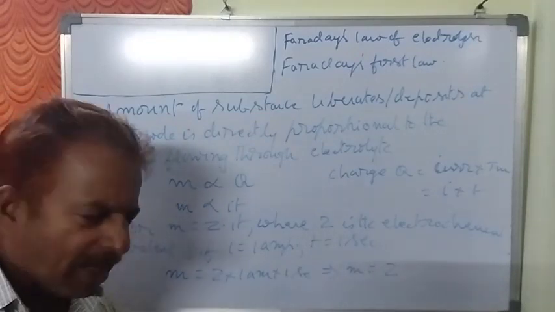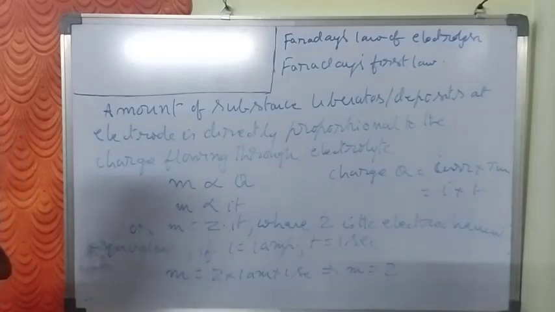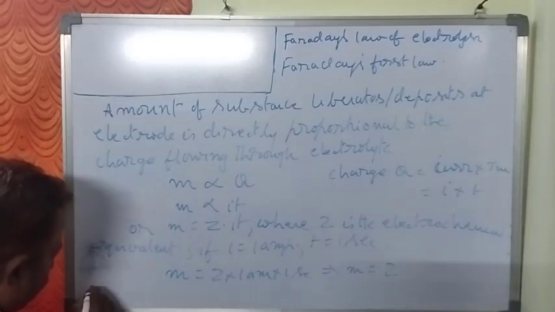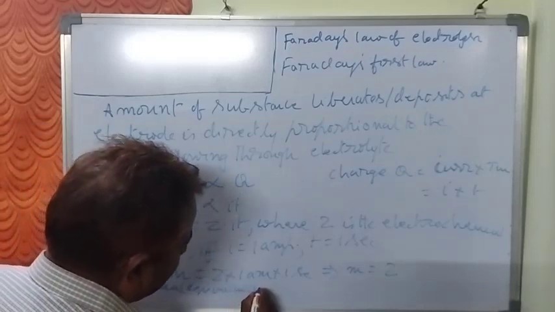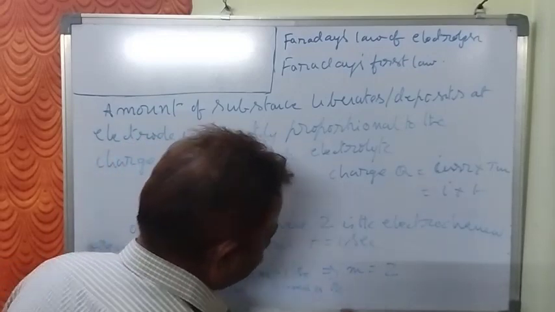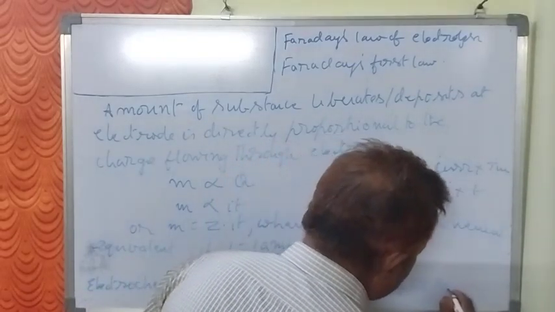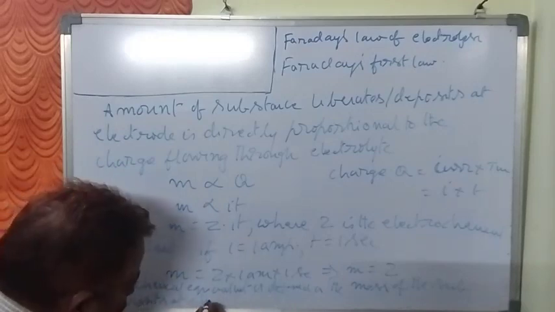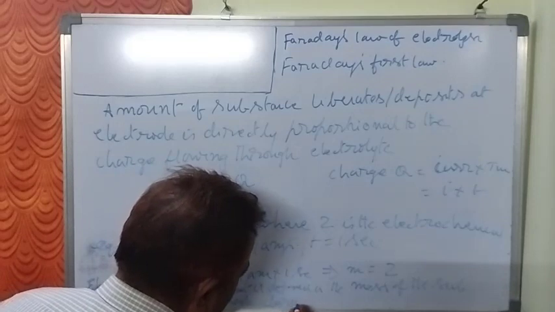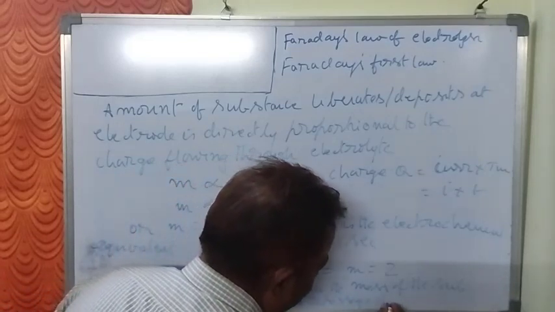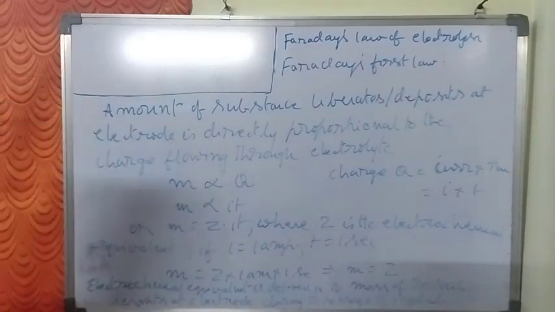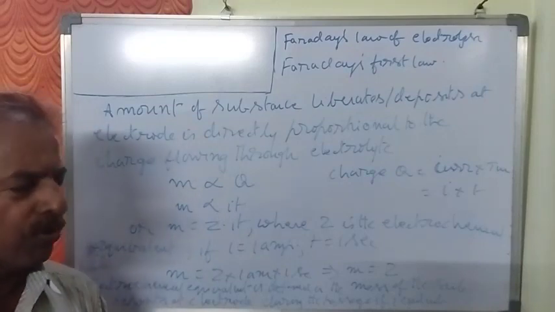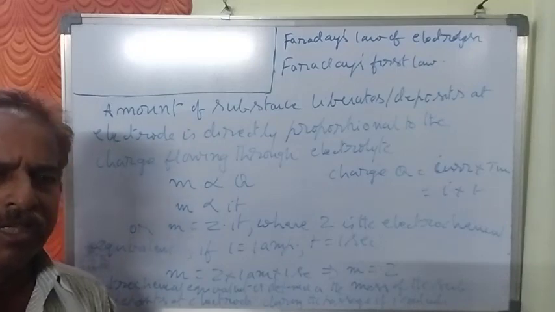So, Z is the amount of substance deposited or liberated at the electrode during the passage of 1 coulomb of charge. Therefore, electrochemical equivalent is defined as the mass of the substance deposited at the electrode during the passage of 1 coulomb of charge. Electrochemical equivalent is characteristic of different elements, different metals. That means for different metals, electrochemical equivalent is different.